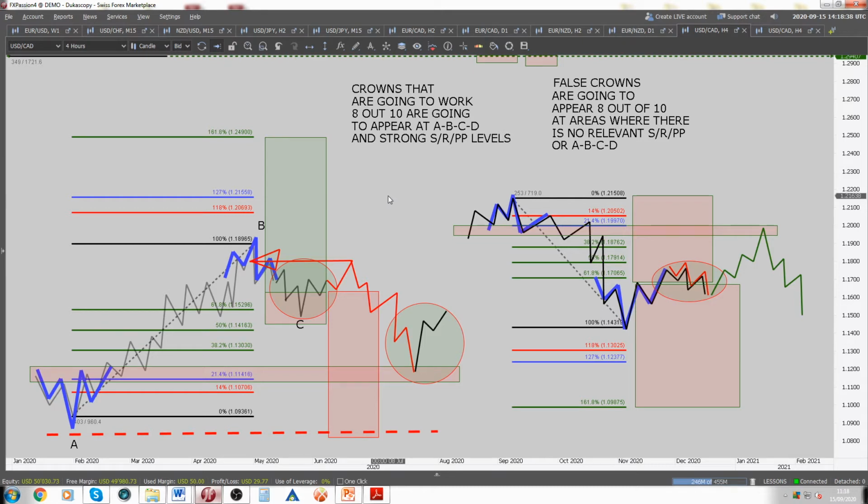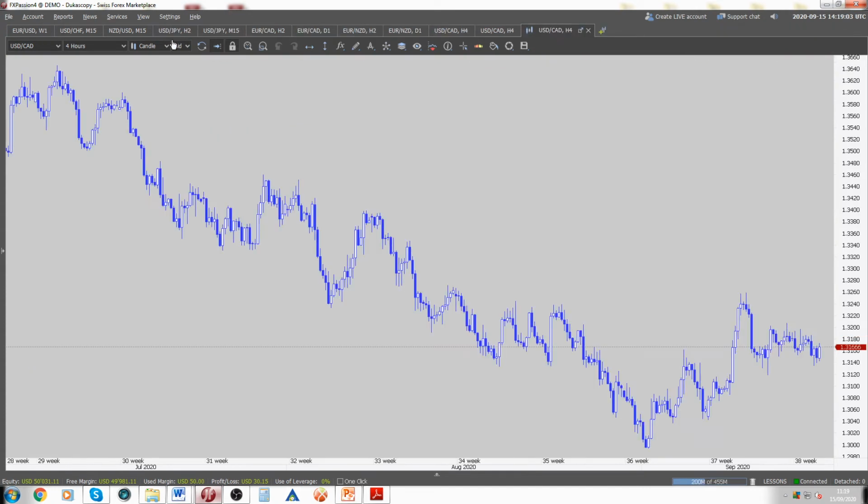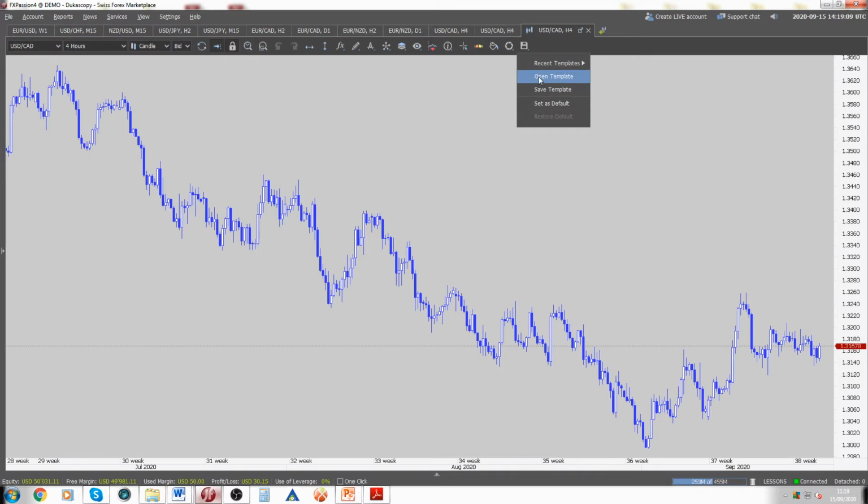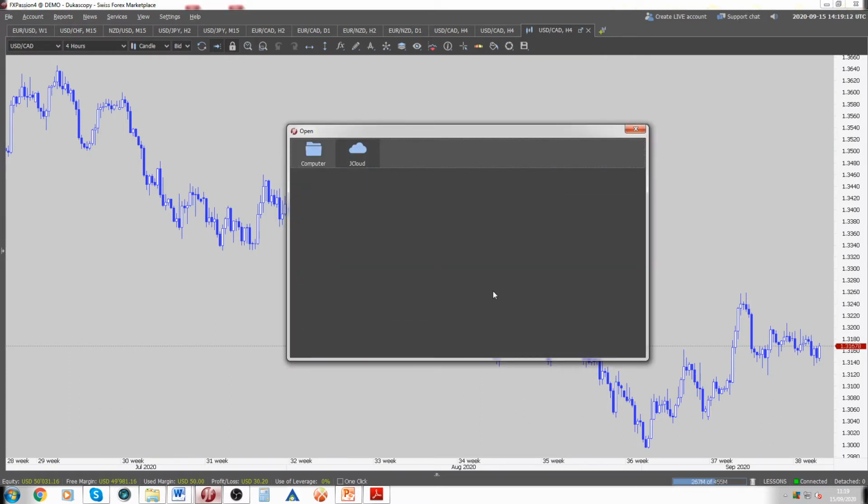And remember, crowns are not guaranteed either. Fibonacci's are not guaranteed. Fibonacci's work, yes, but 7 times out of 10, 9 times, 8 times out of 10. Crowns also, 7 times out of 10, 9 times out of 10. And now let's open USD CAD. Let's open USD CAD daily chart. Just give me a second.